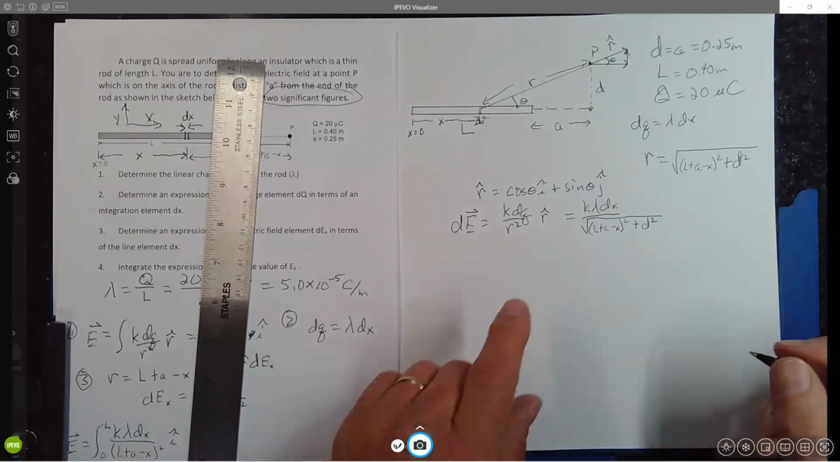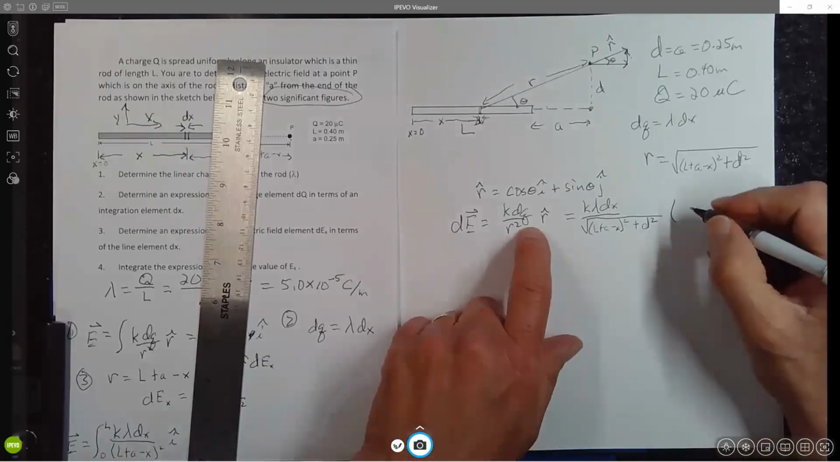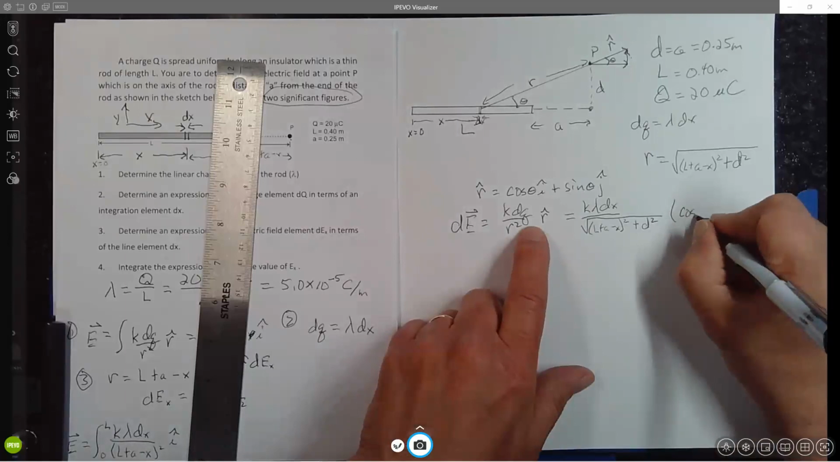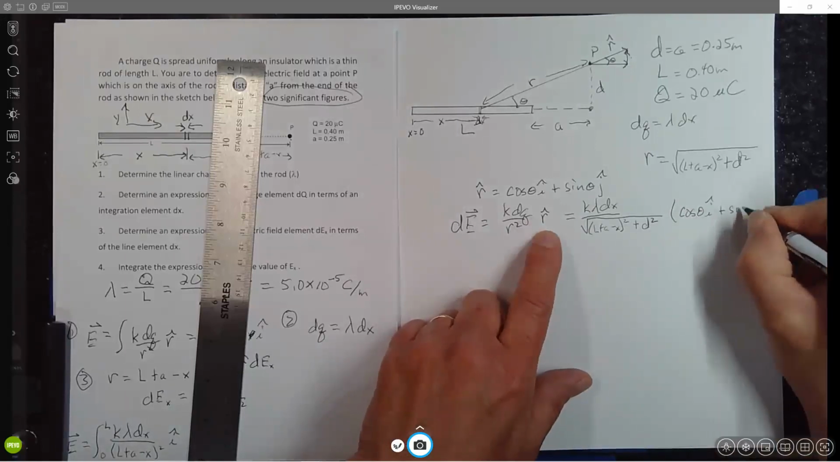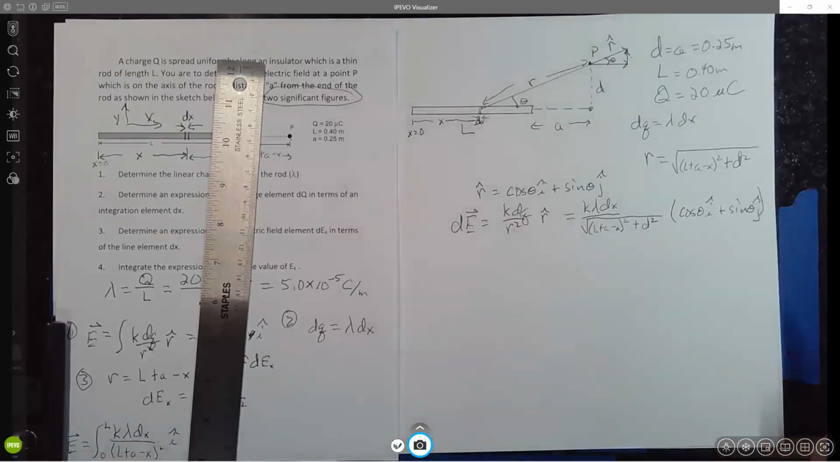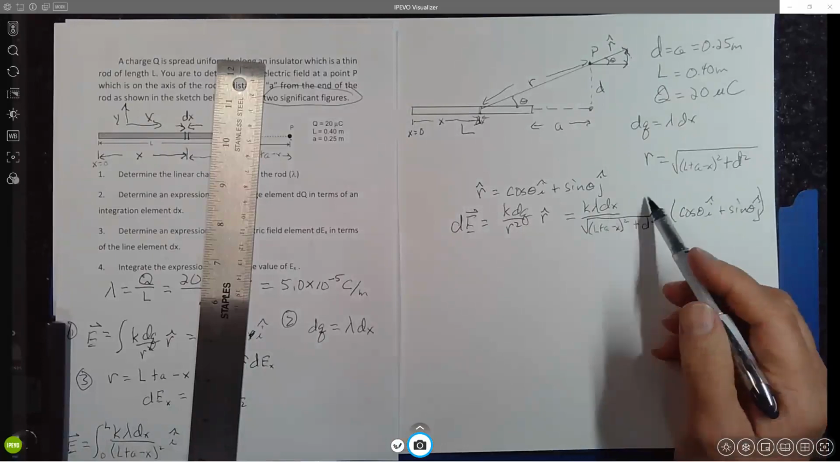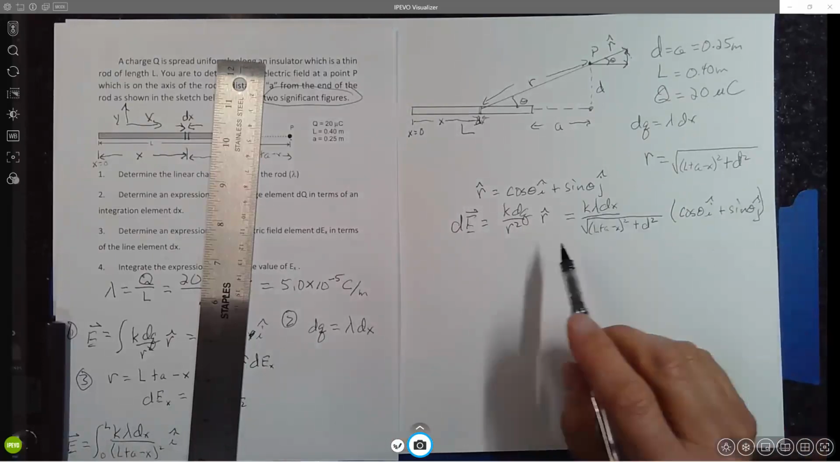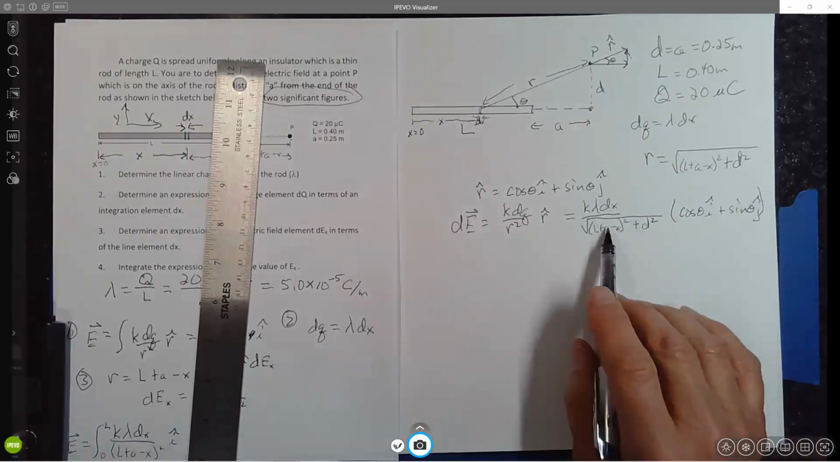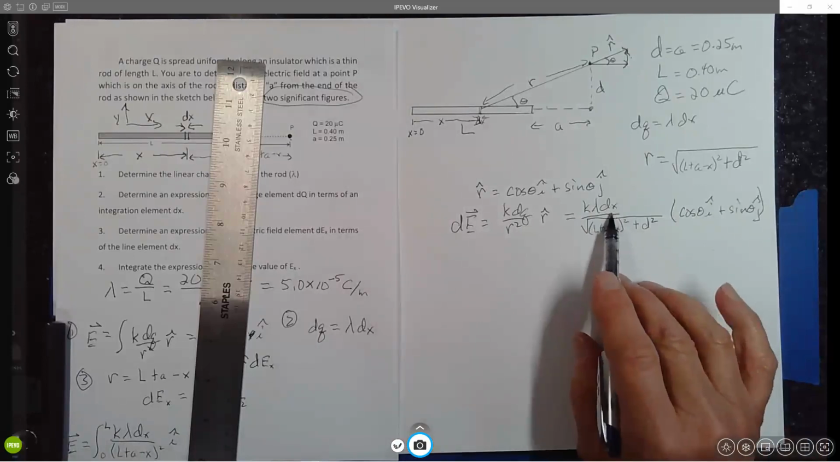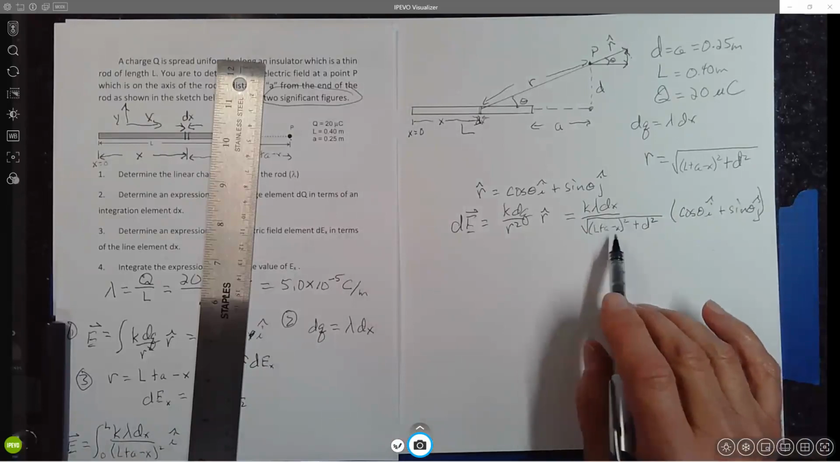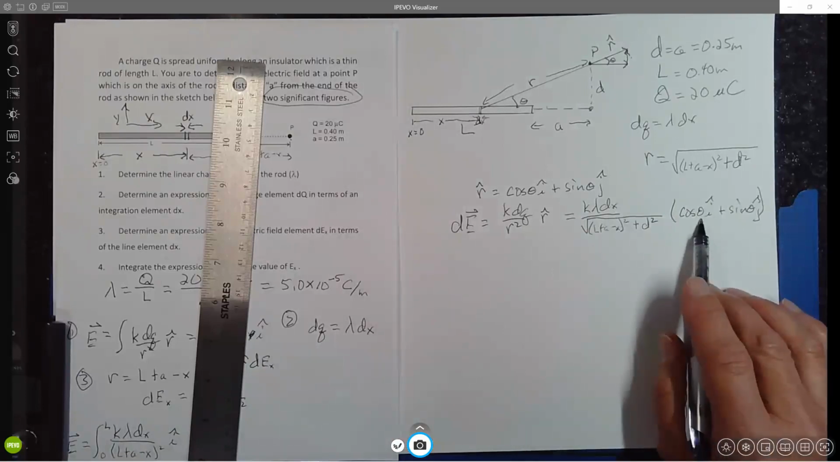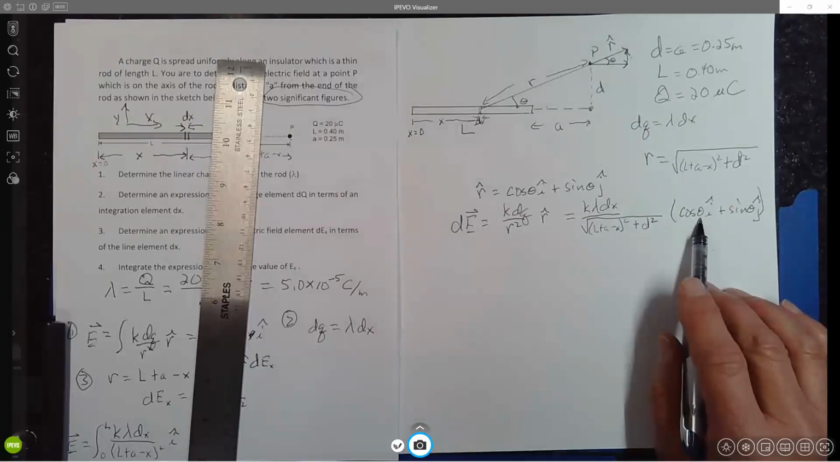Okay. Oh, and then my r hat, which is going to be cos theta along i hat plus sine theta along j hat. Okay, well, I'm making headway. I've got this part of it at least. The only variable left in there is x. I've got dx as my little integration element, and I've got an x that shows up down there. But I've got thetas here, and theta is also a variable.